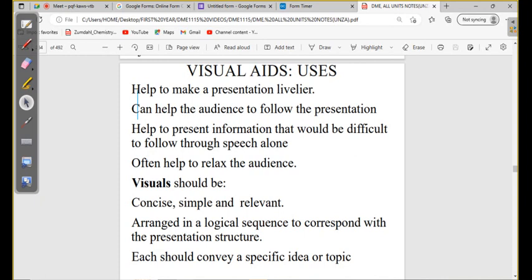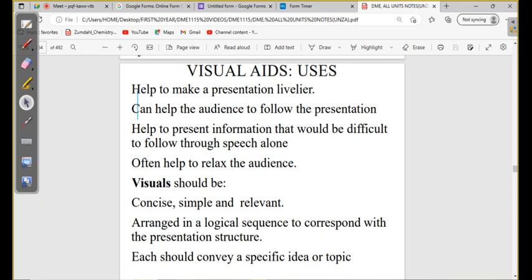Now when you are using these visual aids, remember we're talking about chalkboards, whiteboards, projectors, flip charts, videos. One thing is, it should be concise, simple, and relevant. Concise means short but up to the point. Another thing, it should be simple. Don't make it too complex for people to understand. Don't use technical language only for educated people. Use language that anyone and everyone in the audience should be able to understand. And it should be relevant. What you're presenting on should be important. Remove things which are not necessary.